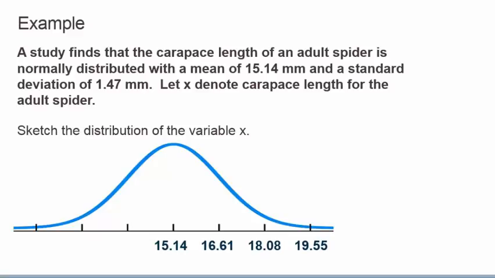Going to the left of the mean, we subtract the standard deviation. So 15.14 minus 1.47 is 13.67. 13.67 minus 1.47 is 12.2. 12.2 minus 1.47 is 10.73.